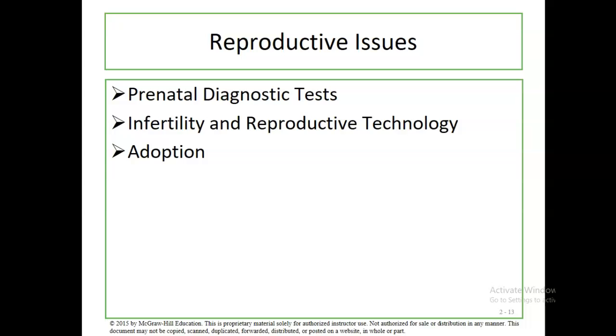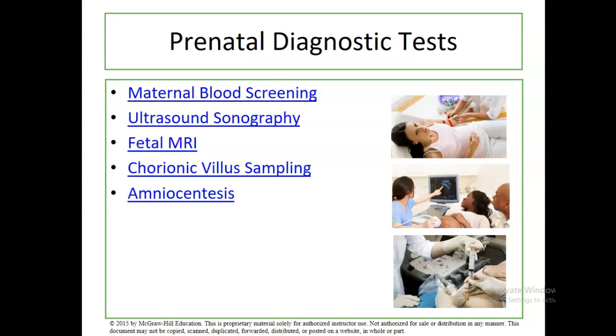Regarding reproductive issues, we'll be discussing prenatal diagnostic tests, the issue of infertility and reproductive technology, and briefly we'll be discussing the topic of adoption. So prenatal diagnostics include maternal blood screening, ultrasound sonography, fetal MRI, chorionic villus sampling, and amniocentesis.